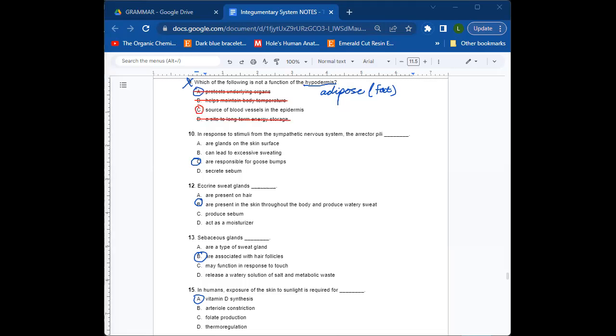The reason why it's C, a lot of people get confused by this because they see blood vessels and think, yeah, there are blood vessels in the hypodermis. But the problem is that it's saying that it's a source of blood vessels in the epidermis. There aren't supposed to be any blood vessels in the epidermis. There are no blood vessels coming from the hypodermis going up to the epidermis. And that's what C was implying. Okay, but the rest of them are correct.